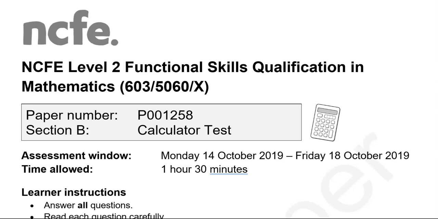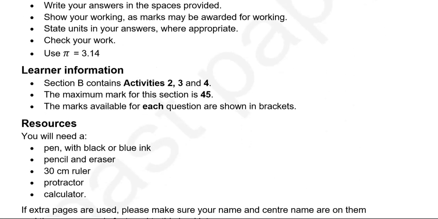This is the second part of a Level 2 Functional Skills Maths paper from NCFE. In this part, you can use a calculator.